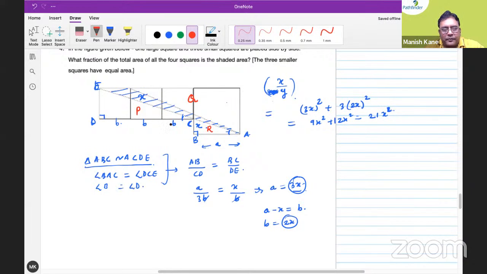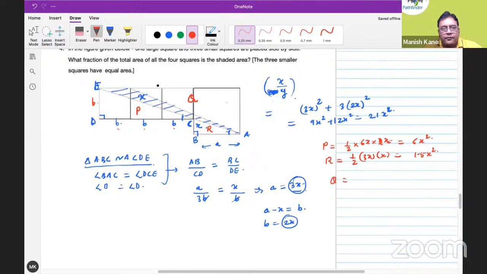P is also a triangle, R is also a right triangle, and Q is also a right triangle. In case of P, one of the sides is B and the other side is small b. Correct? And we know that B is equal to 2x. So 2x plus 2x plus 2x, that is 6x. So region P is equal to 1 by 2 into 6x into, sorry, into 2x, which is equal to 6x square. So I got the value of region P. Region R is half of A into x. A is 3x. So half of 3x into x, so 1.5x square.